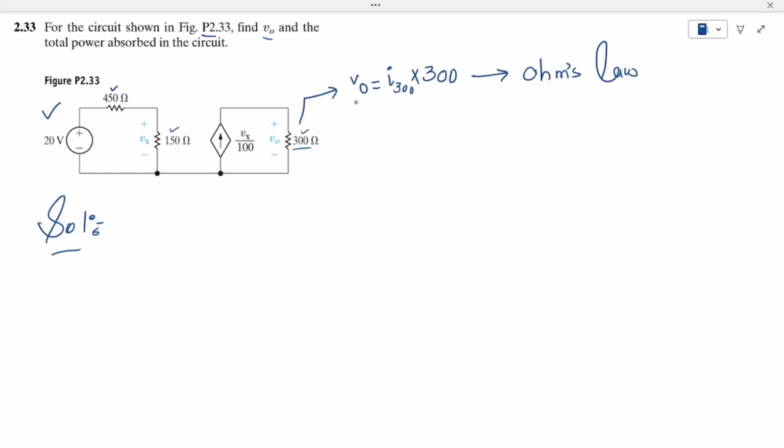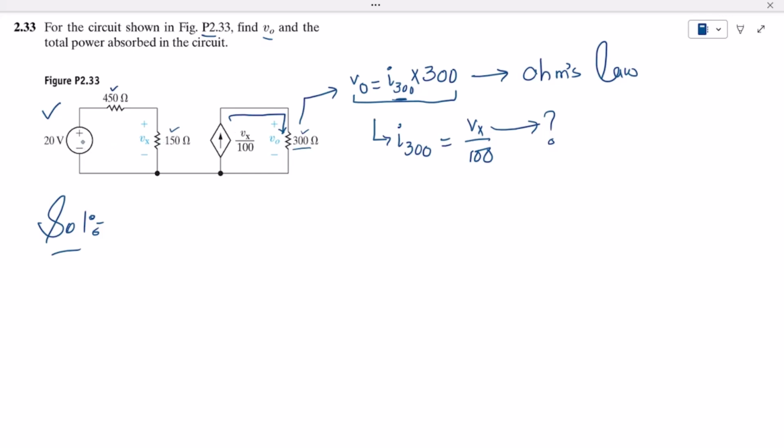So according to Ohm's law the formula is here, but we can see clearly that the current is flowing through this path, and this is the current illustrated by this diamond shaped current source, which is the dependent current source. The value of I300 is Vx divided by 100. But what is Vx? Vx is the voltage across the 150 ohm resistor. So first of all we have to find this Vx.